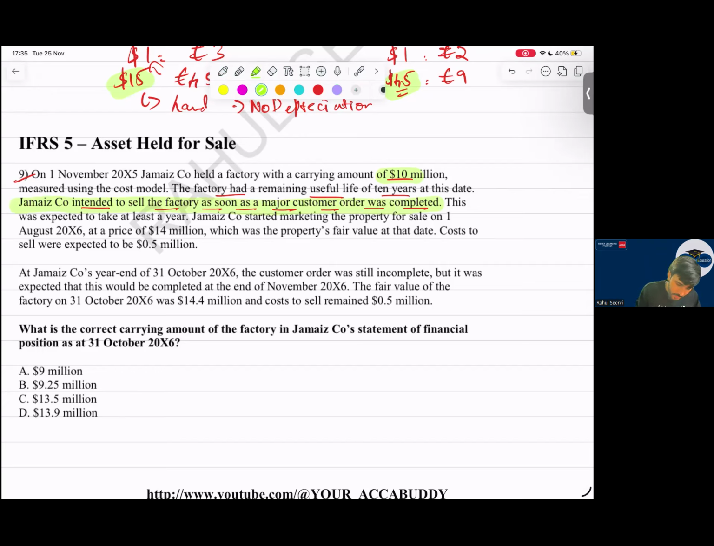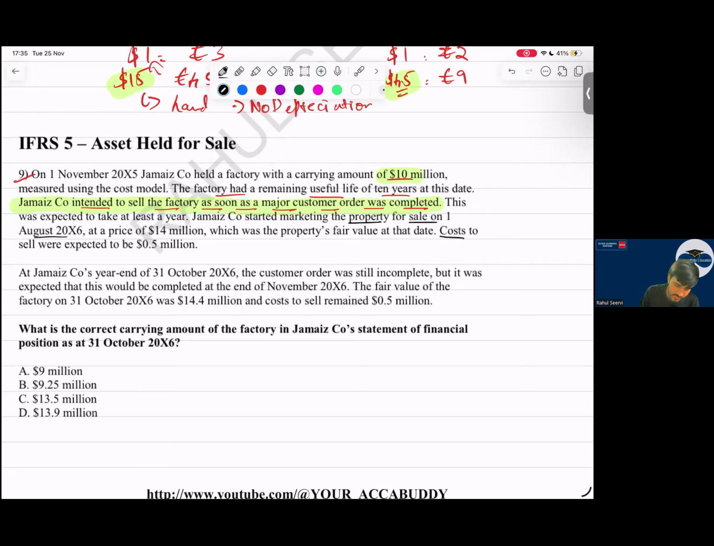This was expected to take at least a year. Problem. It will take at least 1 year. GS started marketing the property for sale on 1st August 2006, at a price of 14 million, which was the property's fair value. There is no such issue in the pricing of the asset. But what is the important condition? We have to see whether the asset is available for sale today or not.